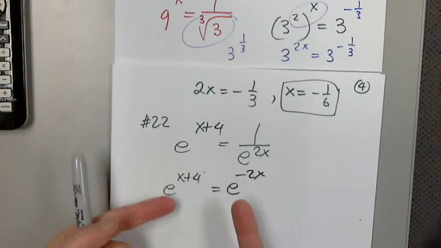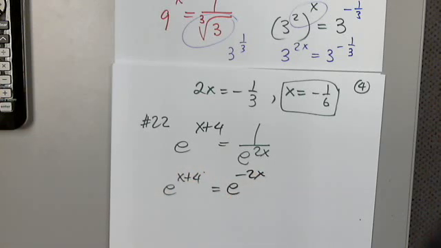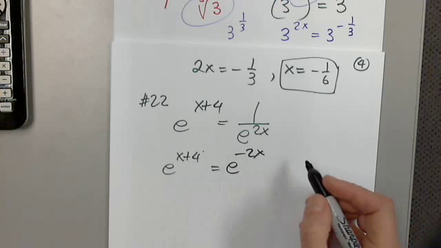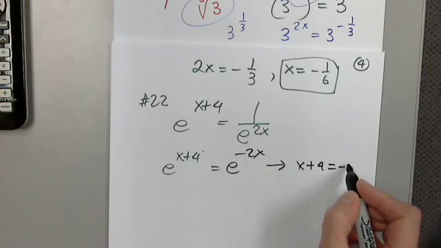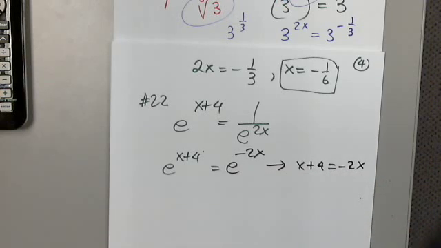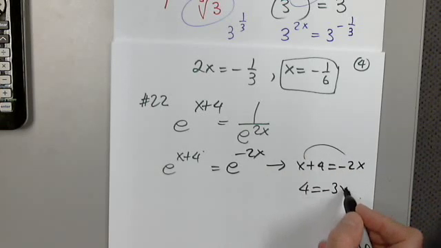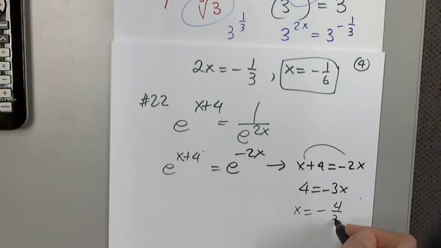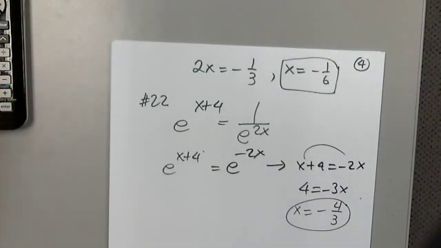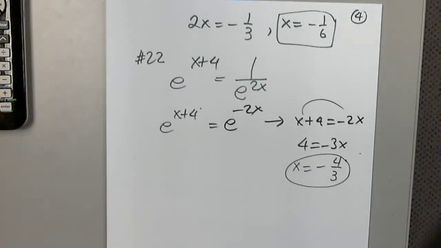Two numbers are equal and they have the same base. What has to happen? Very good. Which means x plus 4 must equal negative 2x. Linear equation, I move x to the other side. 4 equals negative 3x. X equals negative 4/3. Questions? This is okay?